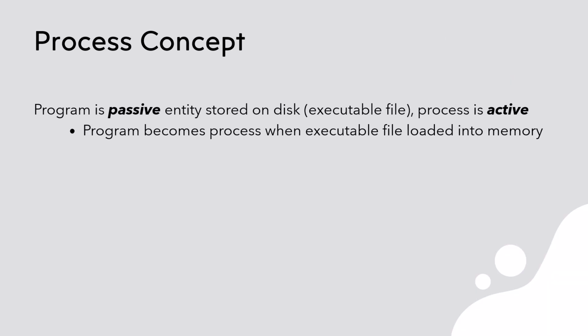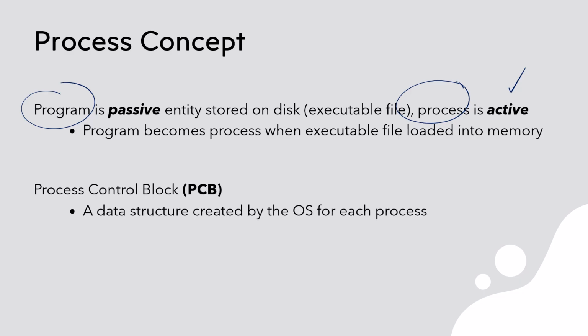So again, a program is passive, a process is active. It becomes active when it's loaded into memory. The process control block, or it could be a different name, but each operating system will create for each process a data structure. And for our purposes, we will call it a process control block.